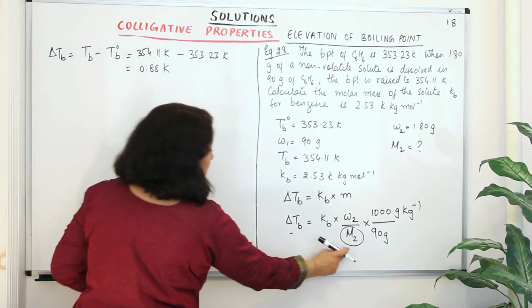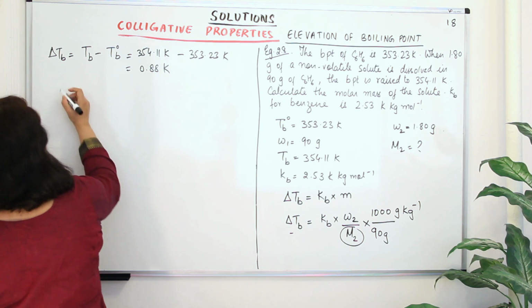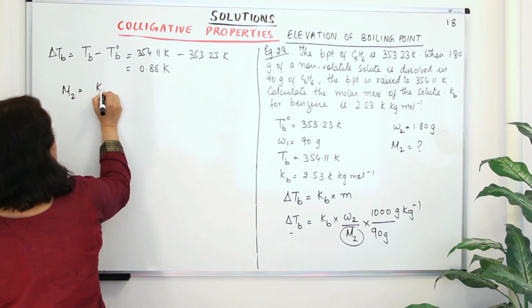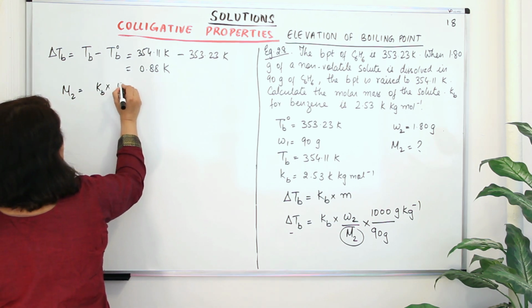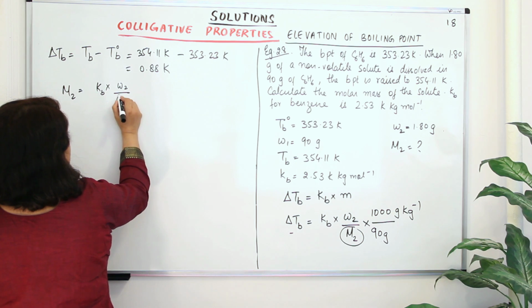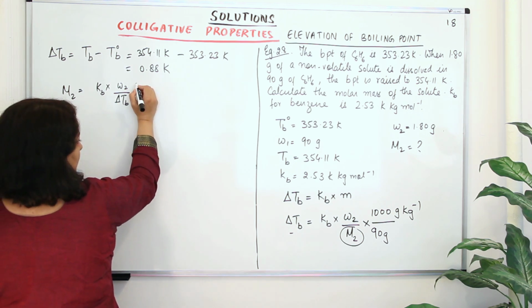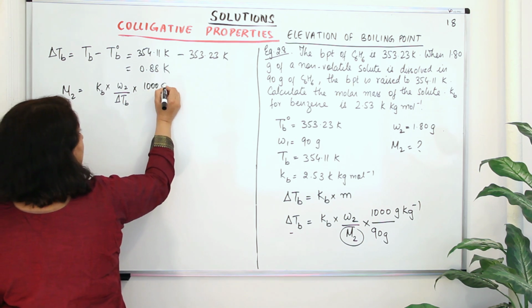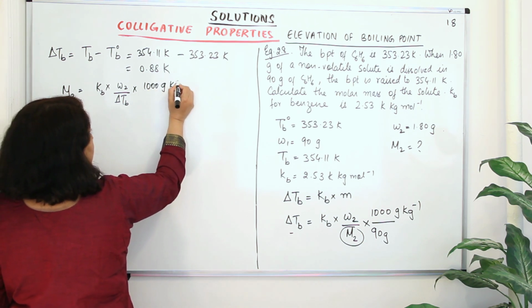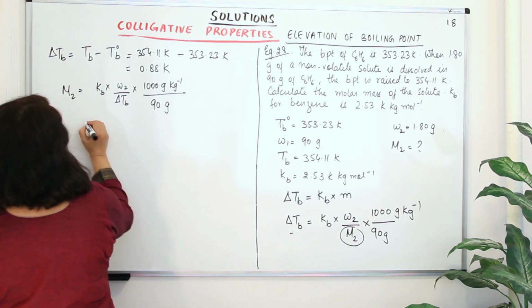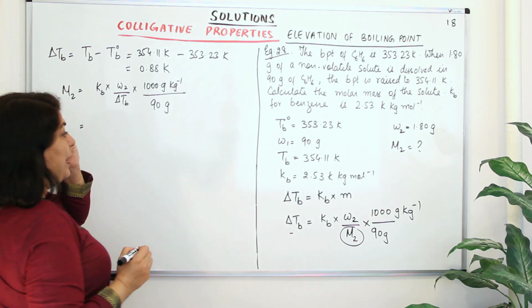So switch delta TB and M2 and you get the formula for M2. So M2 would now be equal to KB into W2 upon delta TB into 1000 grams per kg upon 90 grams. Right? And let us now substitute the values.